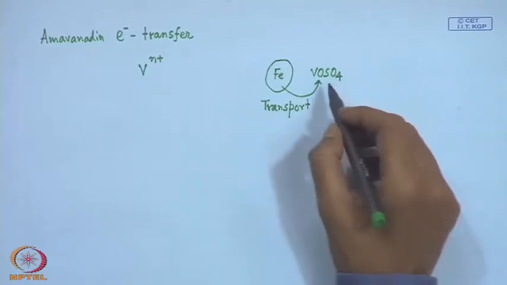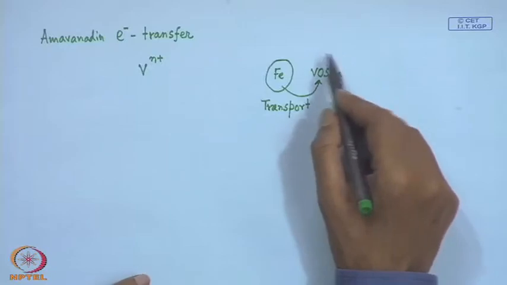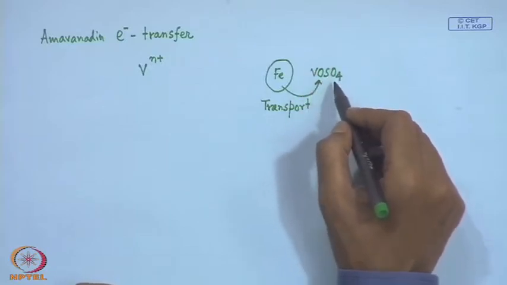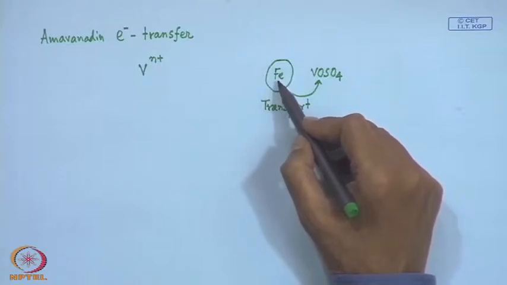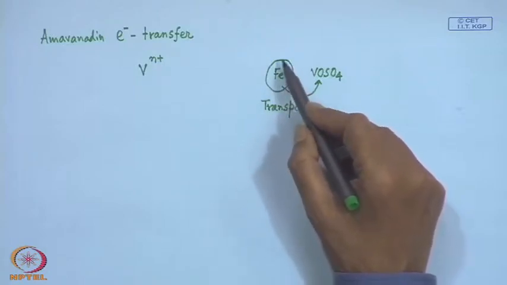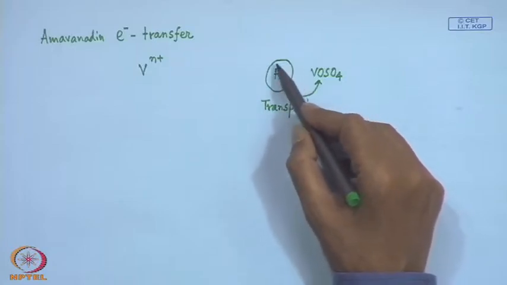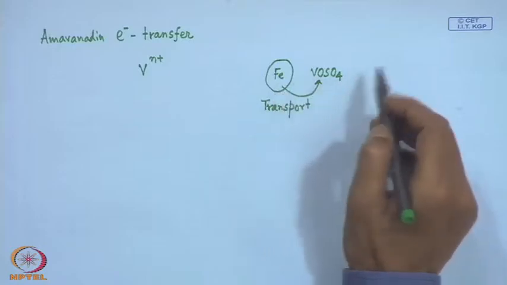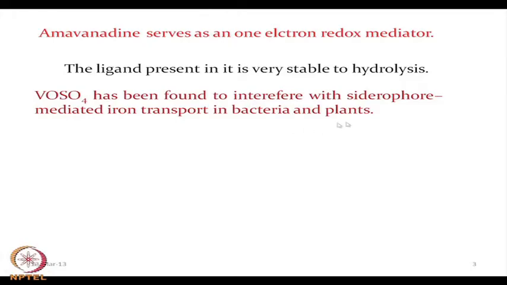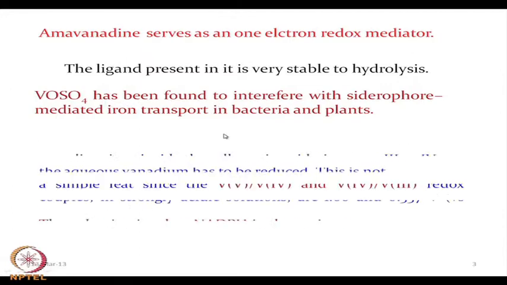Why? Because this particular vanadium ion, or the vanadium in non-oxo form, can go and nicely substitute the iron bound to the siderophore ligand, and it cannot help with the transfer or transport of iron from one side to the other. So, in both bacteria and plant, this vanadium sulfate interference tells us that vanadium, in a similar fashion to our iron, can be bound to the siderophore type of ligation.